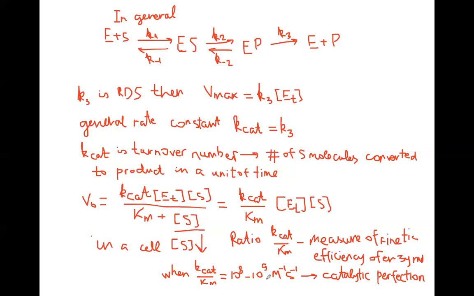You can't have an enzyme, for example, with 10 to the 12th. No matter if it keeps evolving for another thousands of years, it's going to be very hard to break this barrier of Kcat over Km equaling 10 to the 8, 10 to the 9th. So we say catalytic perfection. So can you think of a reason why the enzymes cannot be better?